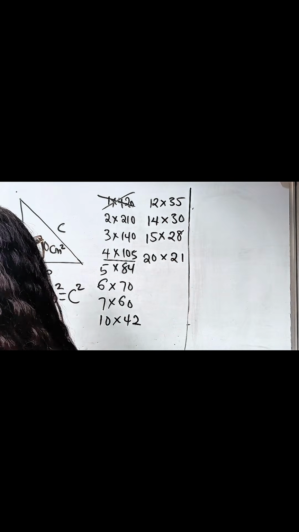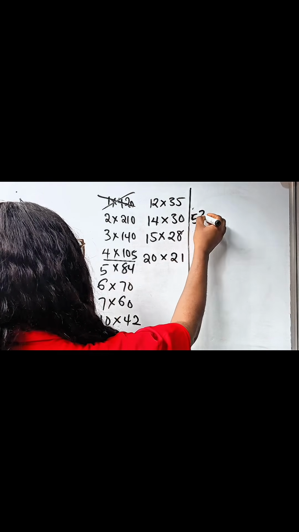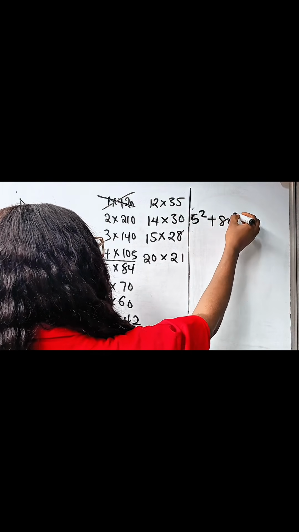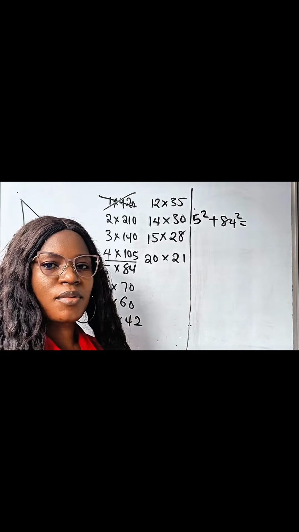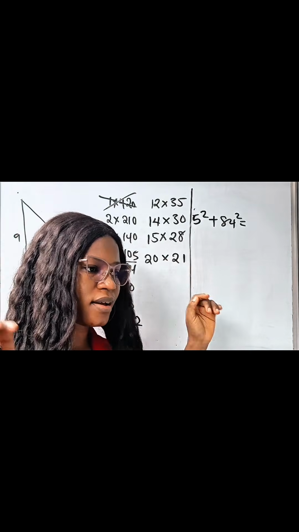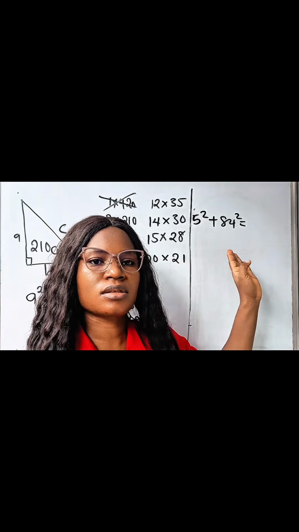Okay. So let's continue. Now we have 5 squared and 84 squared. I just checked and I noticed that the video is already running longer than I want it to. So what I'm going to do is, you keep checking it this way.